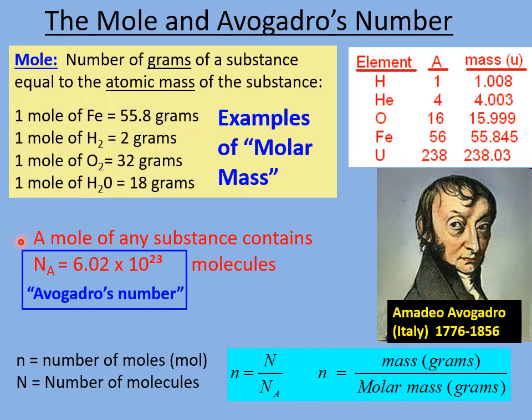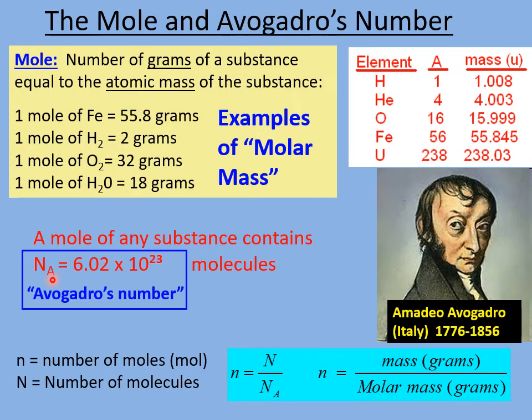There's another definition of a mole that's also very useful. A mole of any substance contains this number here, 6.02 times 10 to the 23rd molecules. And this is a very important number in both physics and chemistry. This is called Avogadro's number, named after Amedeo Avogadro, the Italian physicist and chemist. Instead of writing it out like this, we will call it N sub A, for Avogadro.